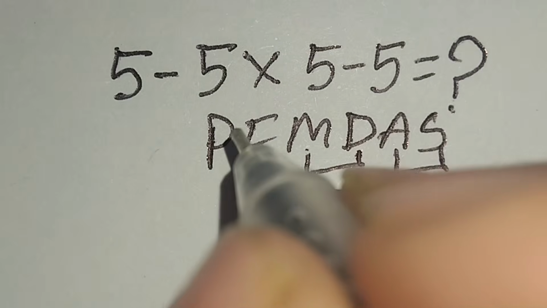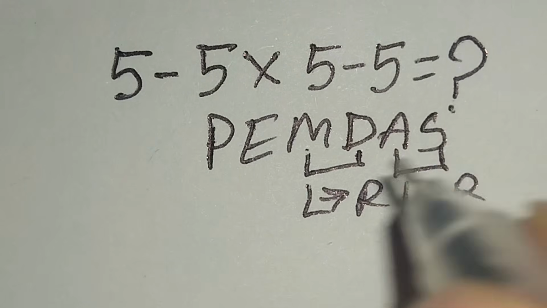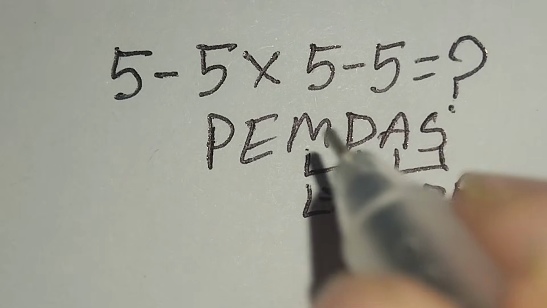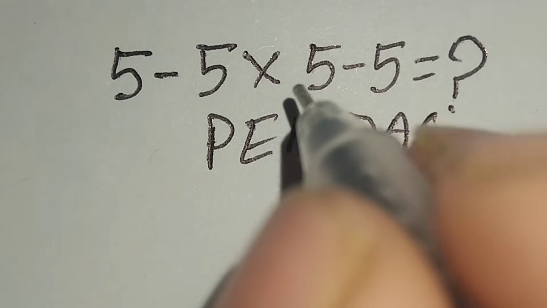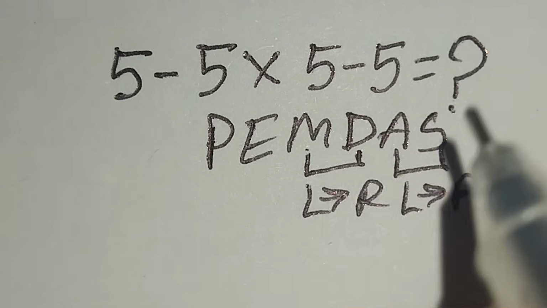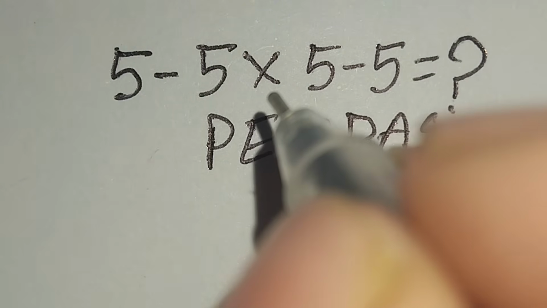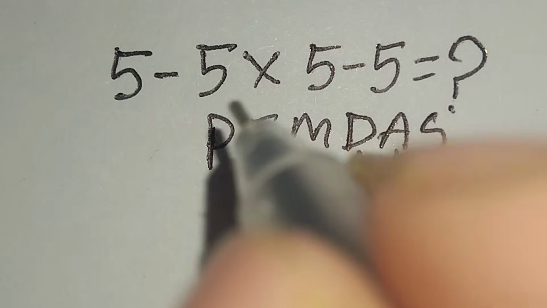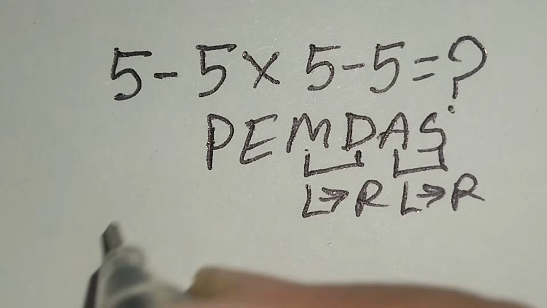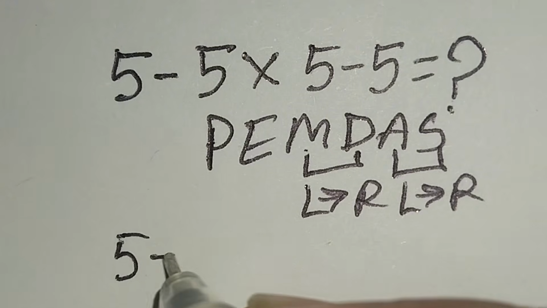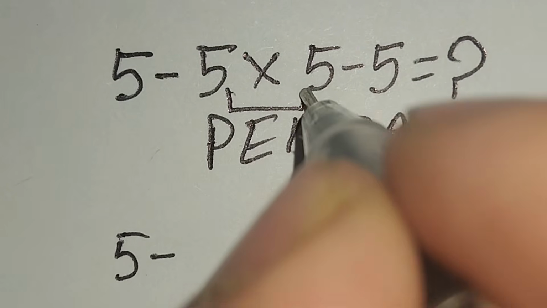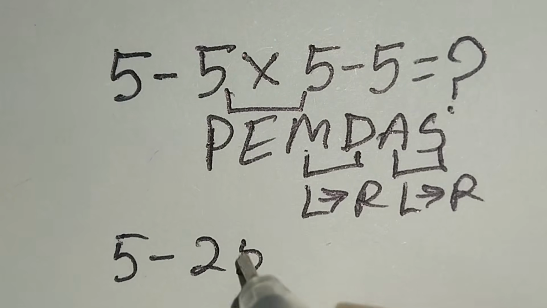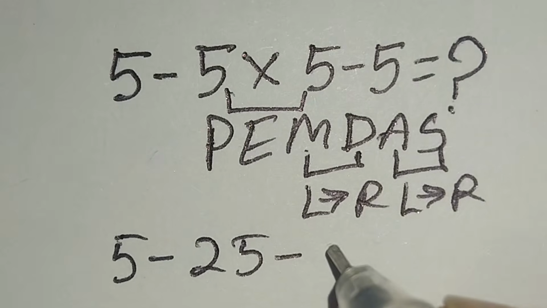Here there is no parenthesis, no exponent, no addition, only multiplication and subtraction. Therefore at first we have to work with this multiplication because multiplication has higher priority than subtraction. Here 5 minus this 5 times 5 gives us 25 minus this 5.